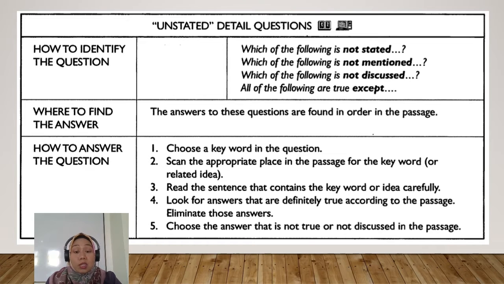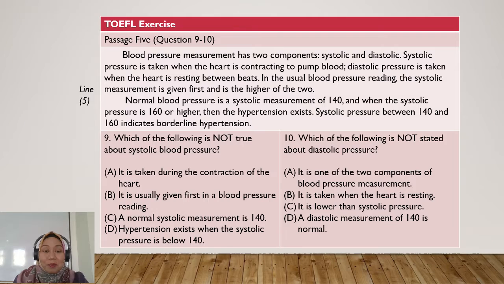And how to answer the question? First, choose a keyword in the question, then scan the appropriate place in the passage for the keyword or related idea, and read the sentence that contains the keyword or idea carefully. Look for the answers that are definitely true according to the passage and eliminate those answers. Choose the answer that is not true, not discussed, or not mentioned in the passage. That is the summary. Let's try the exercise.